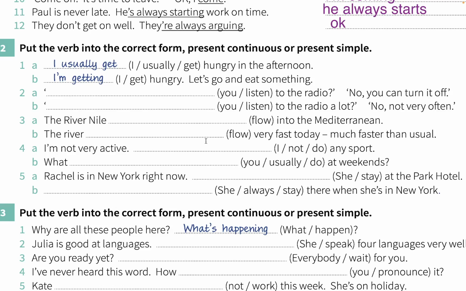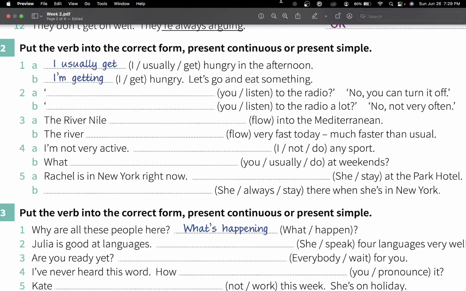Are you listening to the radio? Or you can turn it off. No. Do you listen to the radio a lot? No, not very often. The river Nile flows into the Mediterranean. The river flows very fast today, much faster than usual. It's flowing fast today. I'm not very active. I don't do any sport.